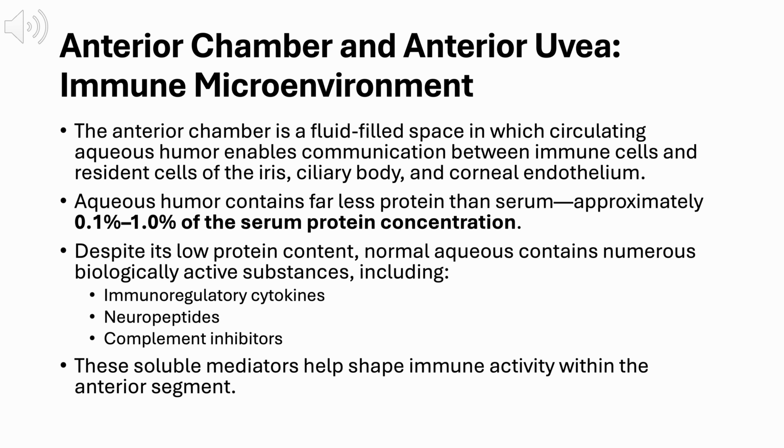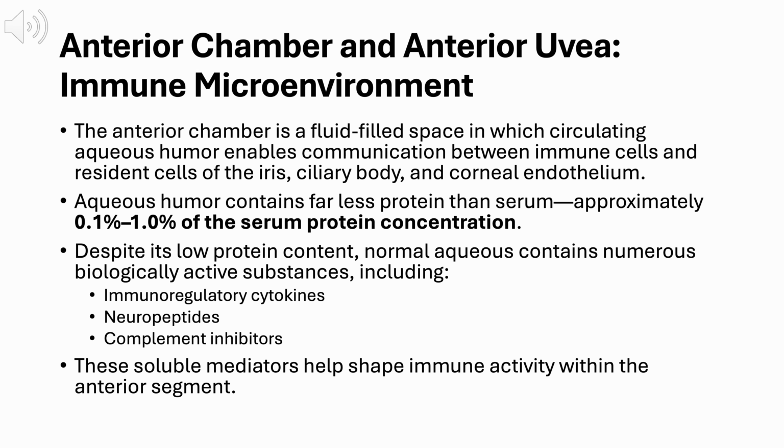Let's characterize the anterior chamber as an immunologic space. It's a fluid-filled compartment where circulating aqueous humor acts as a communication medium, allowing immune cells to interact with the resident cells of the iris, ciliary body, and corneal endothelium. The defining chemical feature of the aqueous is how protein poor it is. It contains roughly 0.1 to 1% of the protein concentration found in serum. That's a strikingly dilute environment, and it limits the inflammatory machinery, like complement, that depends on plasma proteins.